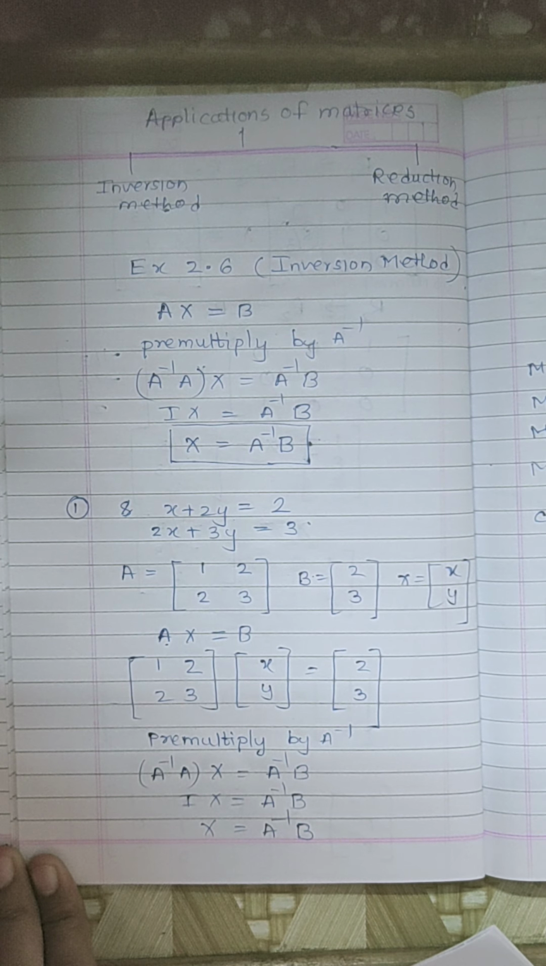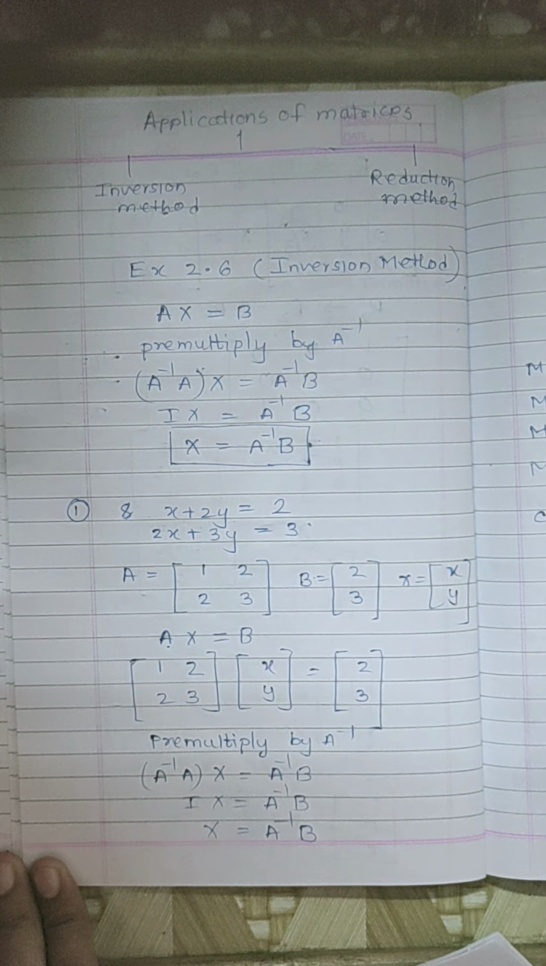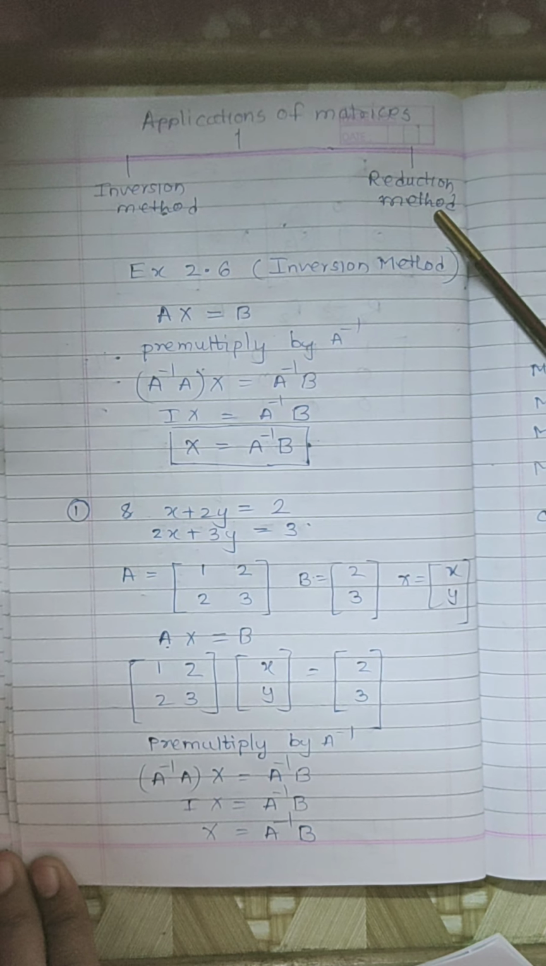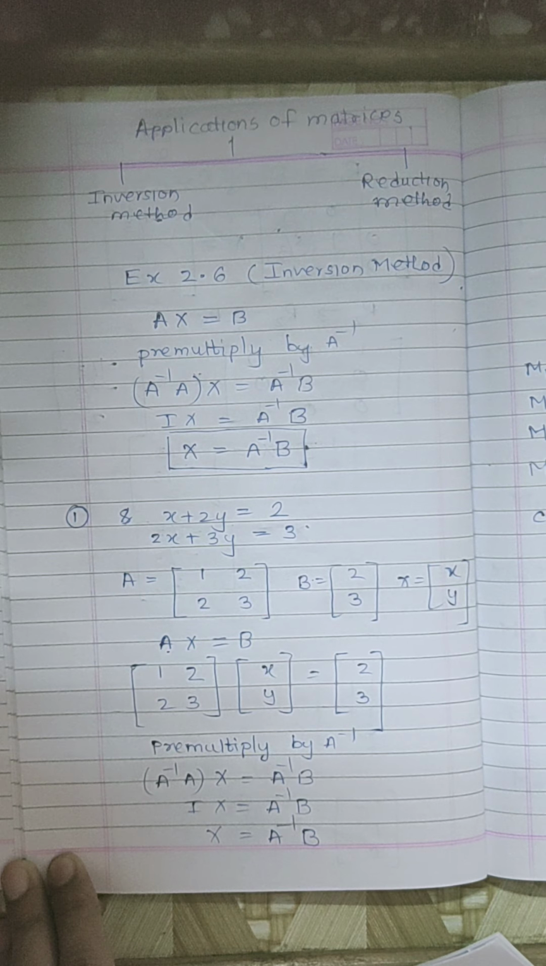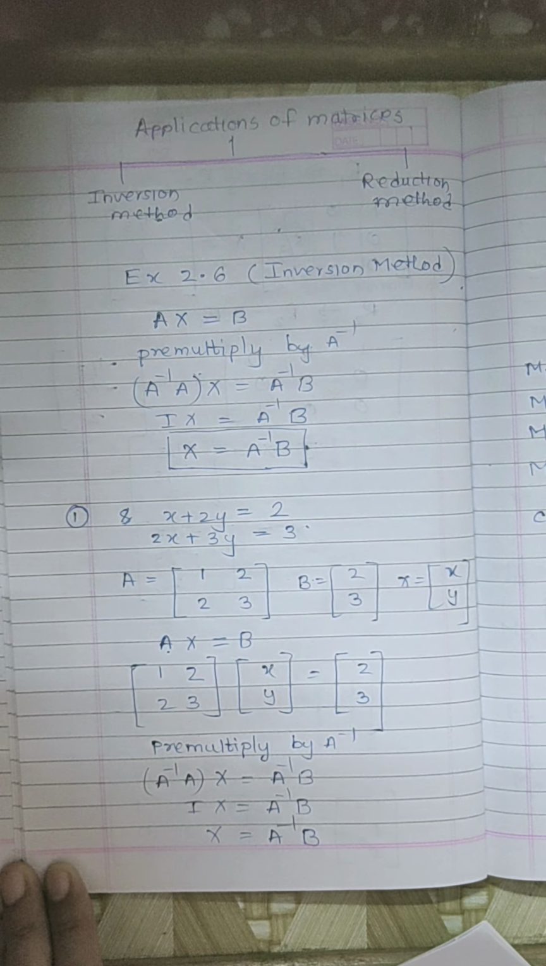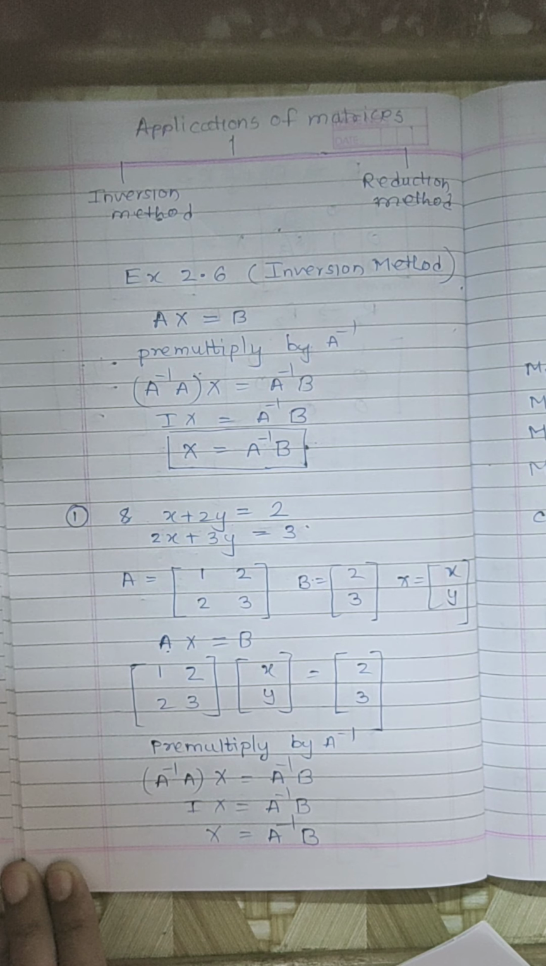There are two methods in application of matrices, that is the inversion method and the reduction method. First we will see the inversion method. Using matrices you have to find the values of x and y. If a 2 by 2 matrix is there, then x and y. If a 3 by 3 matrix is there, then x, y and z.